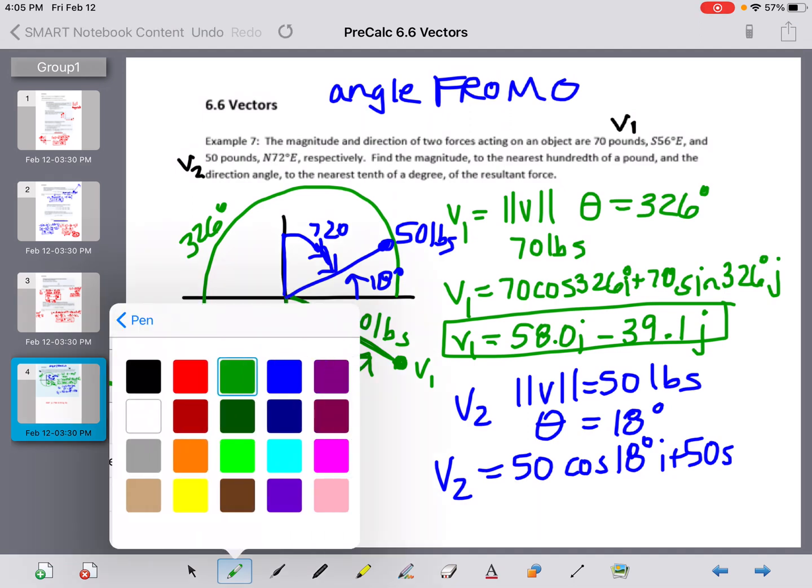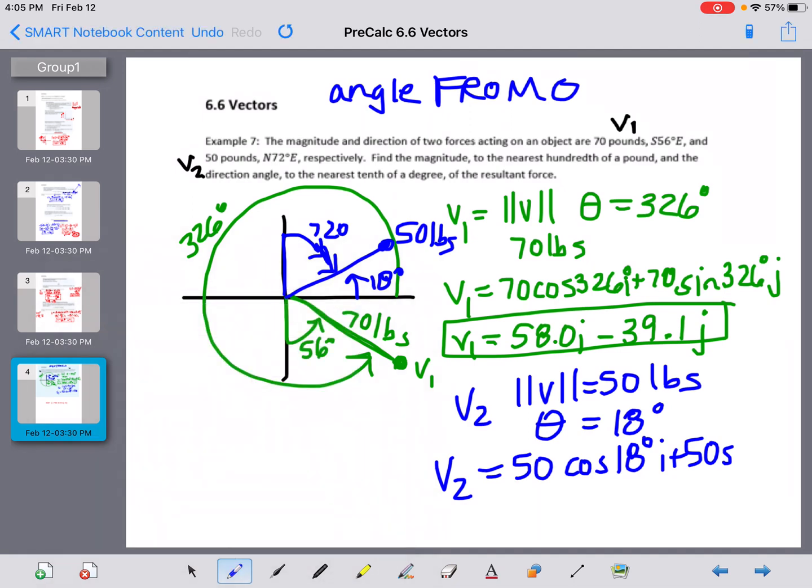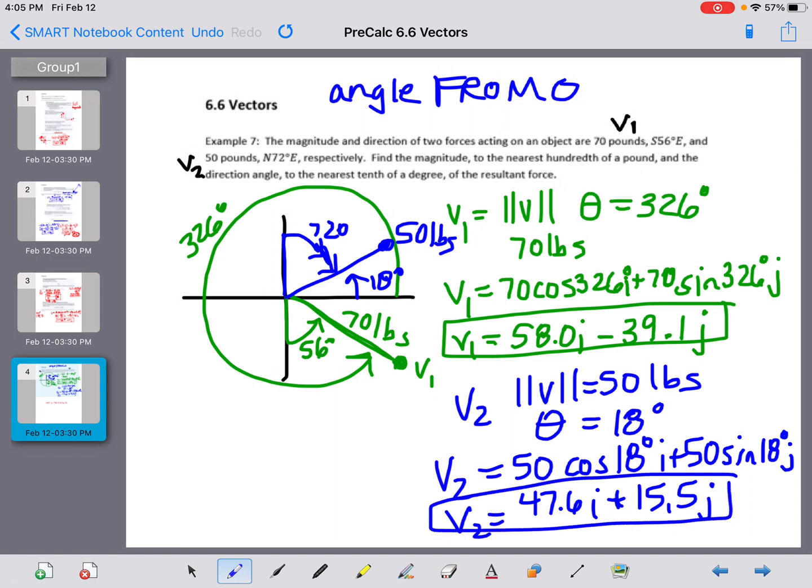All right. 50 cosine 18 degrees plus 50 sine of 18 degrees, and that'll be my J. Okay, 50 times the cosine of 18 is about 47.6 I. 50 times the sine of 18 is about 15.5 J. All right, and there is my vector 2. Okay. The angle from zero is probably the key part where most people mess up, so that's definitely where you want to be careful, okay?